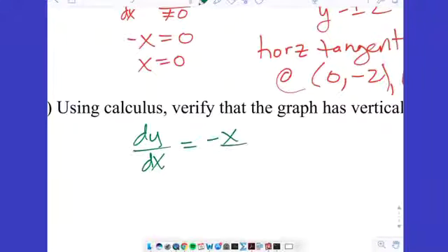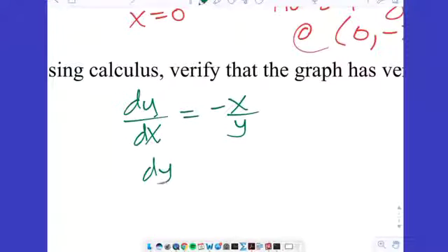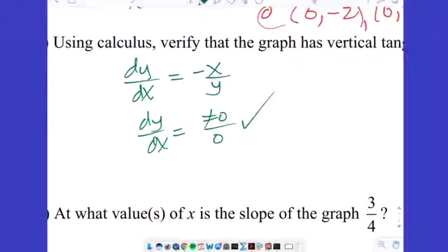So dy/dx is negative x over y. If you're trying to find where the graph has vertical tangents, a vertical tangent line has infinite slope. And infinite slopes come from the derivative being non-zero over 0. Remember from the other day, if you get 0 over 0, the derivative doesn't exist, but for a different reason. Not because it's infinite, but because it flat out doesn't exist. In this case, we want a very specific DNE. We want the derivative to be non-zero over 0. That's infinity. So once you do that, you'll get a check for your setup.